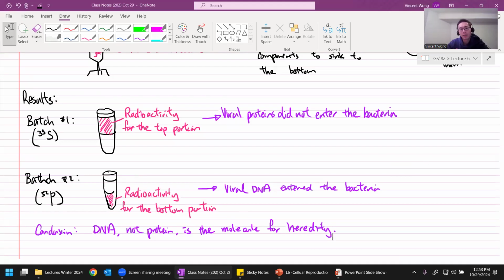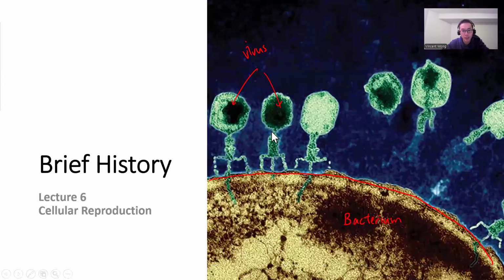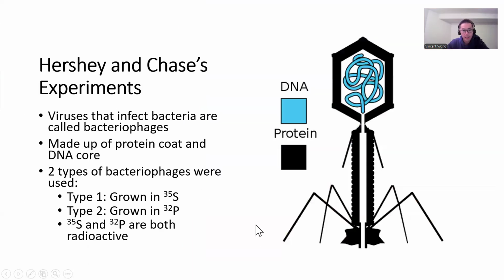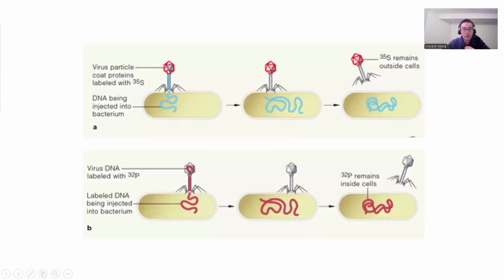I'm not going to ask you to explain this whole thing, but you should understand the mechanism behind it so you can answer some of the questions on the quiz. This is just some notes about the Hershey and Chase experiment with the bacteriophage here. You can read it yourself. And this gives you a visual representation of what actually was happening. We have the sulfur 35, which is just labeling the protein coat. And then we got the DNA injecting into the bacterium.